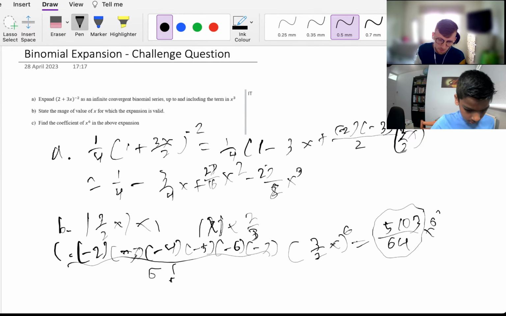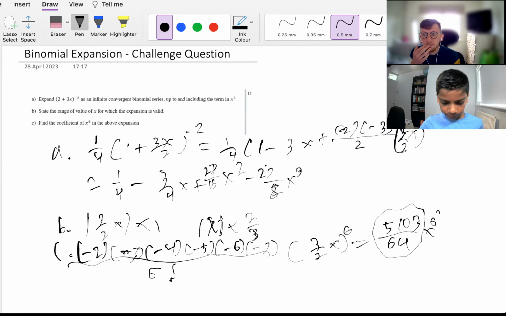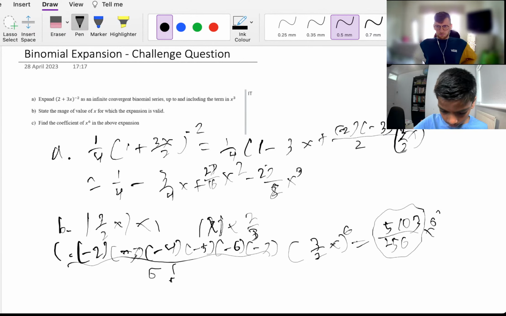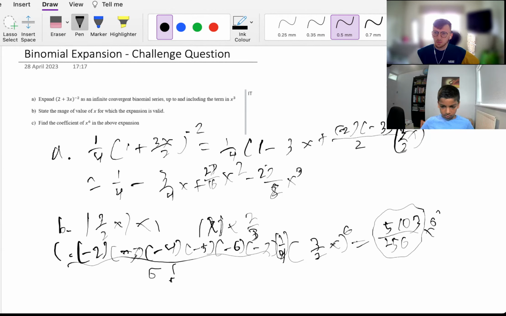Why divided by 4? Because it's a quarter times by... Good, yeah. So you've done the expansion of 1 plus 3 over 2x to the negative 2, but remember we took out that quarter, so we've got to times this by a quarter. There we go. It's 5103 over 256. Fantastic, yeah, well done. Brilliant.